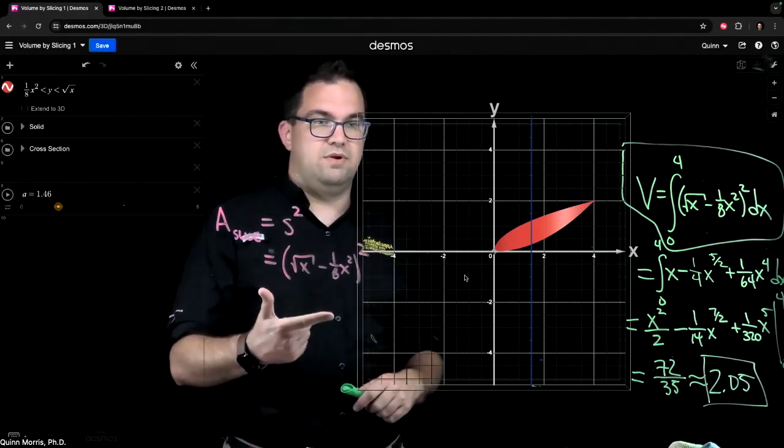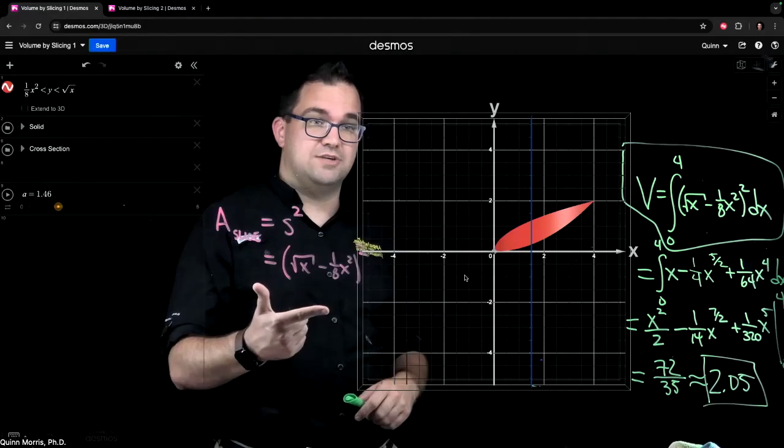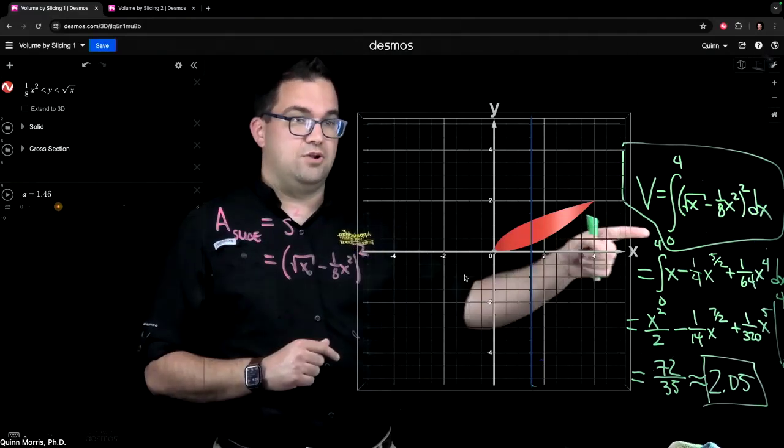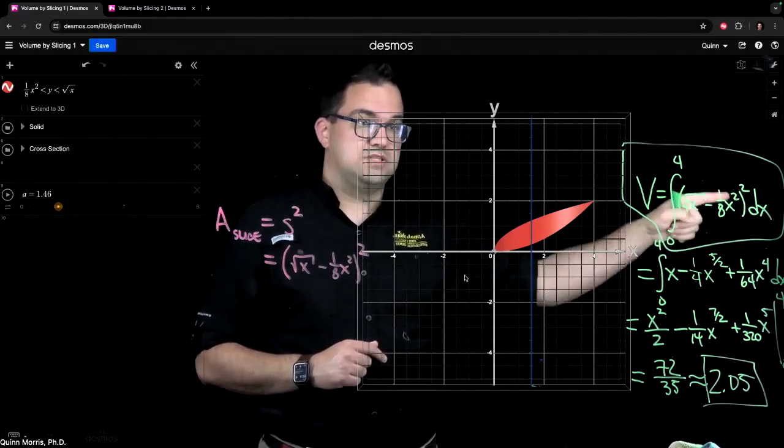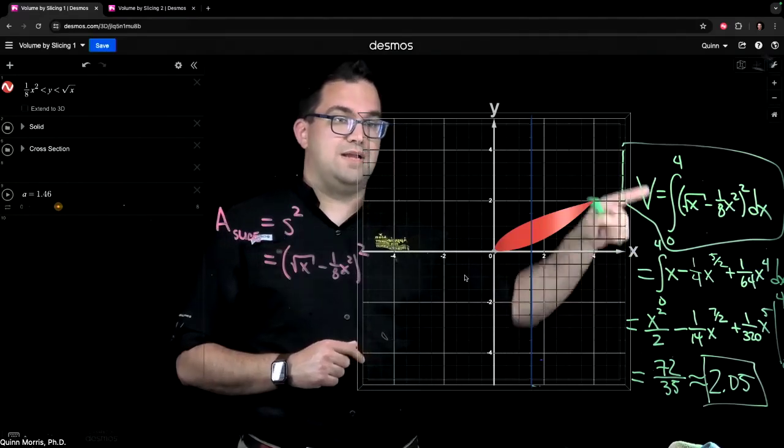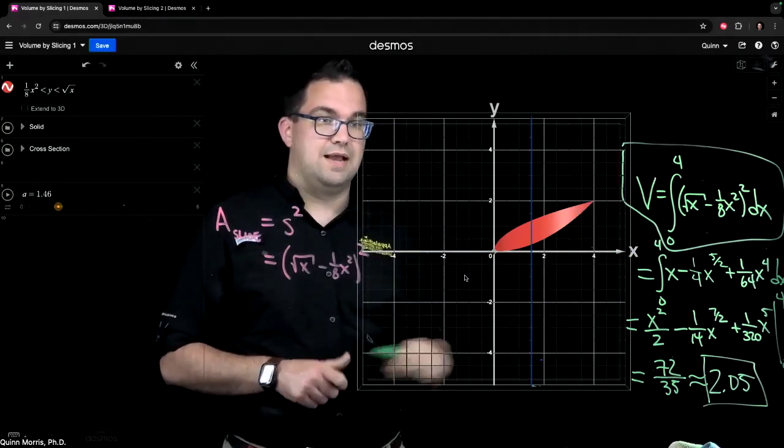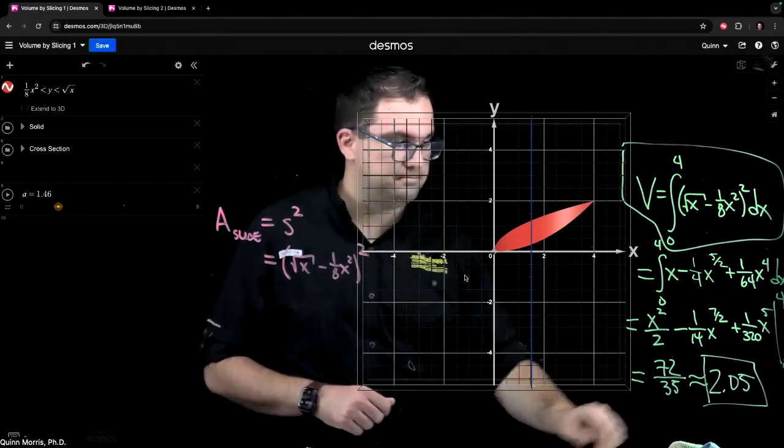Again, what did we do? We found the area of one of those cross-sectional slices. We then integrated the areas of those cross-sectional slices over the entire range of x variables. That gave us our final answer.